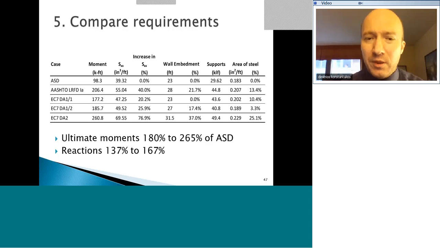So let's compare the requirements. Allowable stress design here, moment, section modulus. We're not requiring any increase in steel. Looking into all the combinations, the ultimate moments range from 180 to 165% of the allowable stress design, whereas the reactions range from 137 to 167% of the allowable stress design. So the reactions will be much closer matched to what our allowable stress design experience is, but for the ultimate moments, I would say that we're generally off.